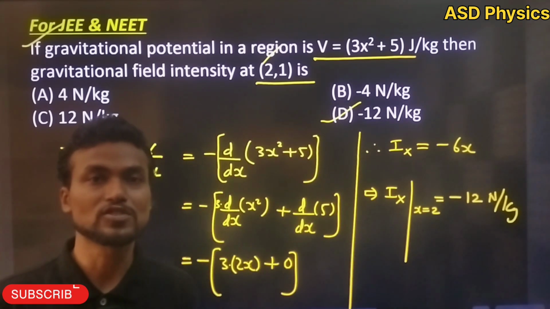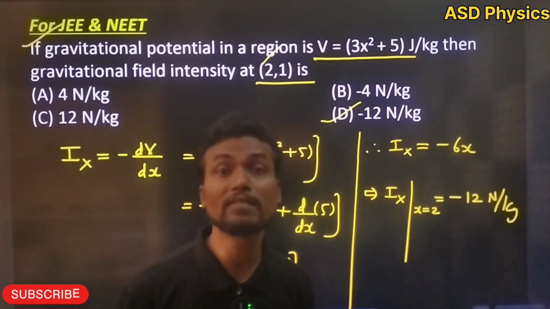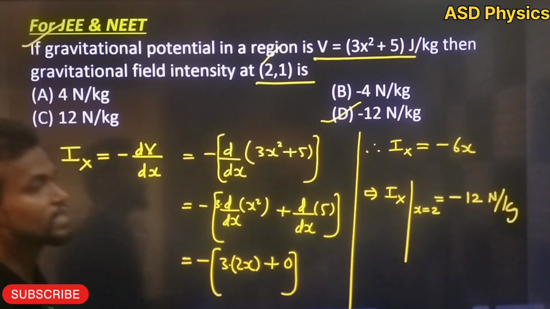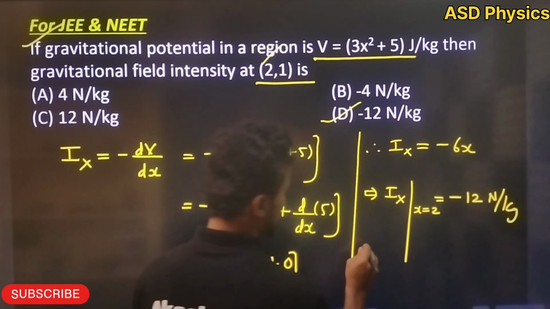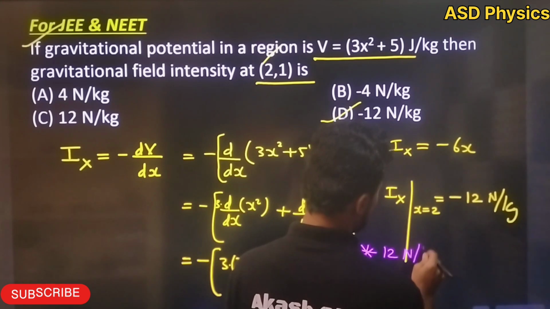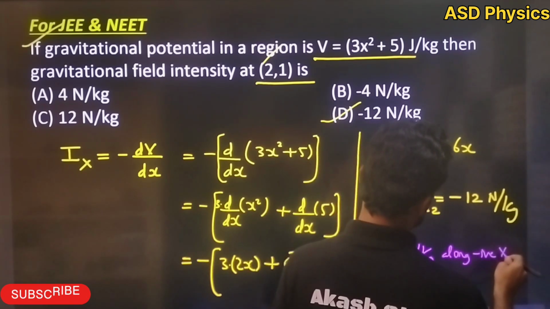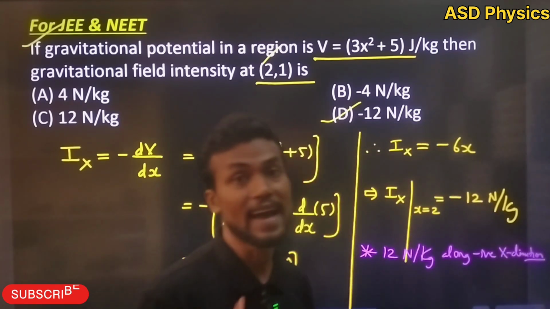So in this question we have solved from the 1D point of view. If in case they have given y, 3y square plus 5, then we have to use Iy equal to minus dV by dy. And remember one more thing: this minus sign indicates the direction of this gravitational field intensity. We can tell it is 12 Newton per kg along the negative x direction. Please remember that this minus sign has a directional meaning.